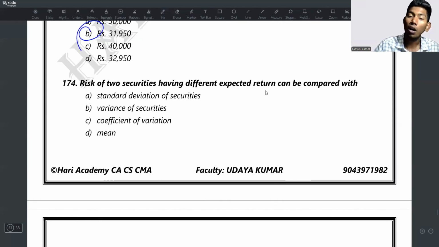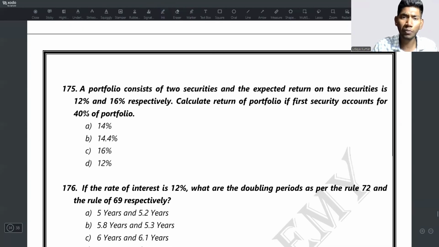Moving to question 174: risk of two securities having different expected returns can be compared with what? Here the coefficient of variation is a measure of relative risk, because it is the standard deviation divided by the expected return. It is particularly useful for comparing the risk of securities with different expected returns, as it adjusts for scale and allows for direct comparison. So the answer is the coefficient of variation.